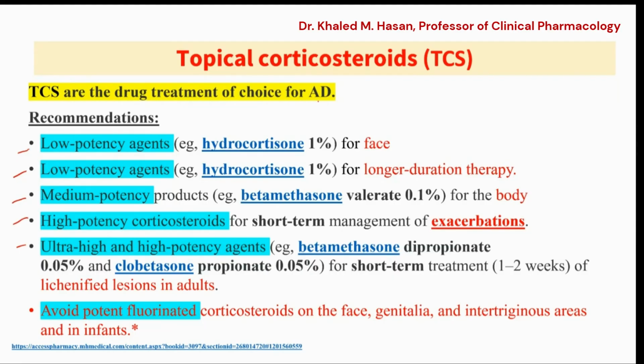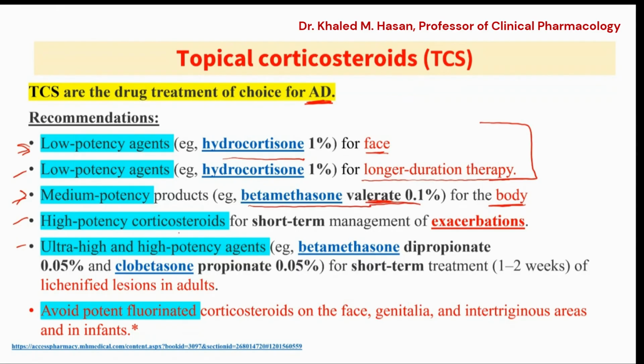So when you have patients with atopic dermatitis, how can we approach the situation? If the dermatitis is on the face, go with hydrocortisone. You remember the least potent we apply to the face. Low potency agent, hydrocortisone, we use for long-term therapy because it's safe. So two things: low potency for the face and long-term. Medium potency, here we go with betamethasone valerate, in cream form if you apply it to the body.